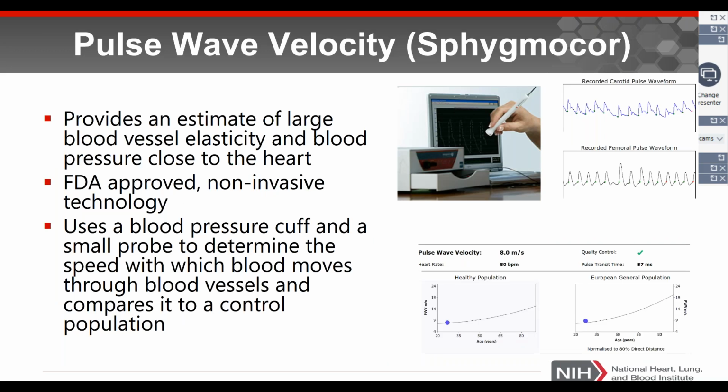Through the CAVI, we evaluate mostly large vessels. We are looking at vessel arterial stiffness. The test is again non-invasive and consists of blood pressure measurements in 4 extremities while we are monitoring the electrocardiogram.